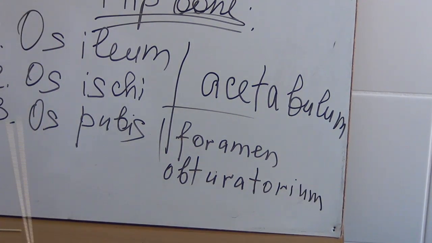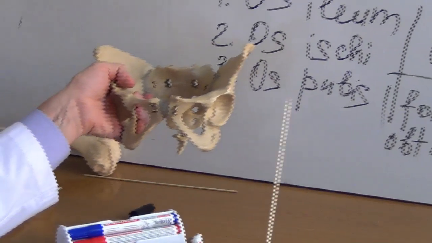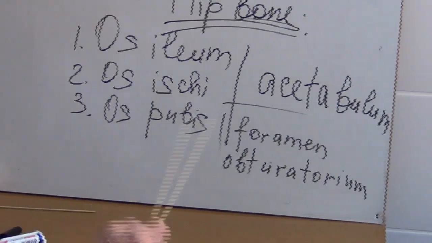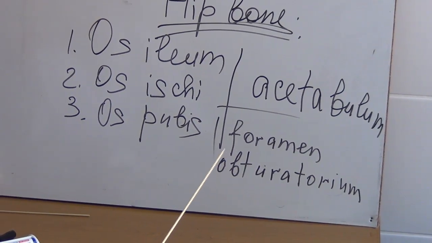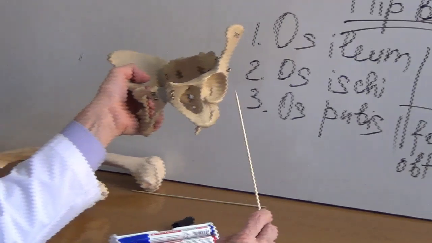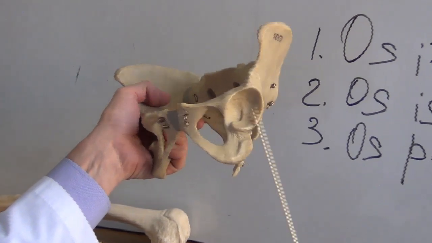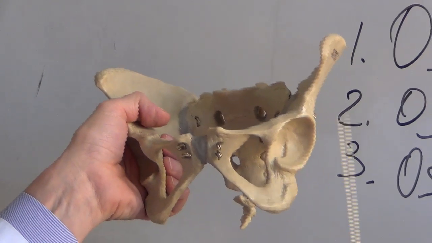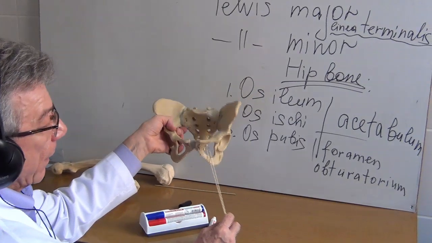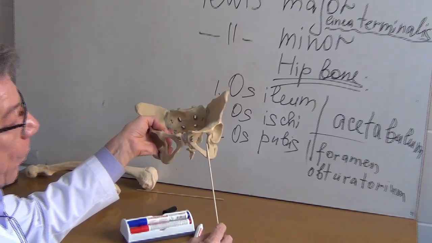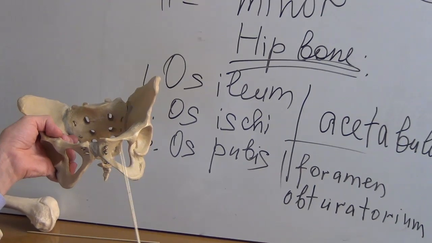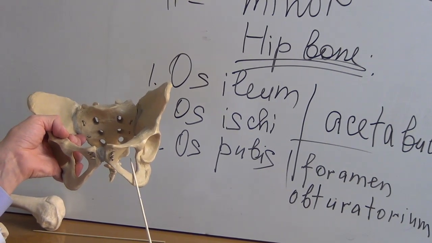So we can demonstrate several structures which belong to hip bone as a whole. They are acetabulum, the articulating surface for the hip joint, and foramen obturatorium, the opening which is closed by a special membrane, membrana obturatoria.